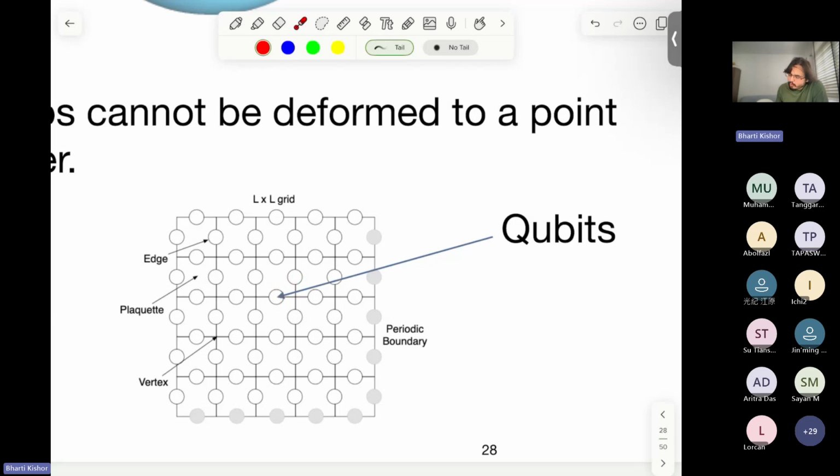So you can see the total number of edges in an L cross L grid which has periodic boundary conditions. It wraps, so you will see that it becomes a torus. And the total number of qubits that you have, when you have an L cross L grid, will be the total number of edges, which will be 2L square.